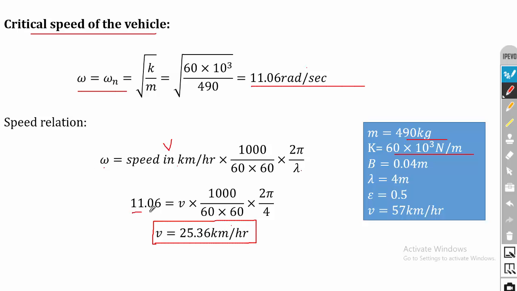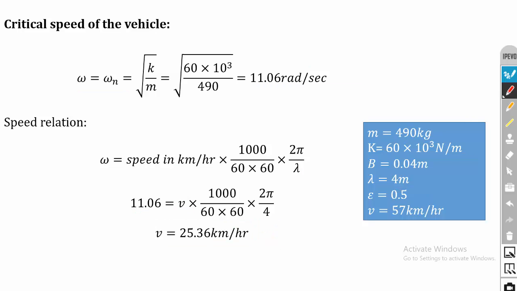So omega n is 11.06, speed in kilometer per hour is v, then 1000 by 60 by 60, 2 pi, and the lambda is given as 4 in the problem. If I solve this, I will get the velocity, that is 25.36 kilometer per hour. So this is the critical speed of the vehicle. This is the first subdivision.